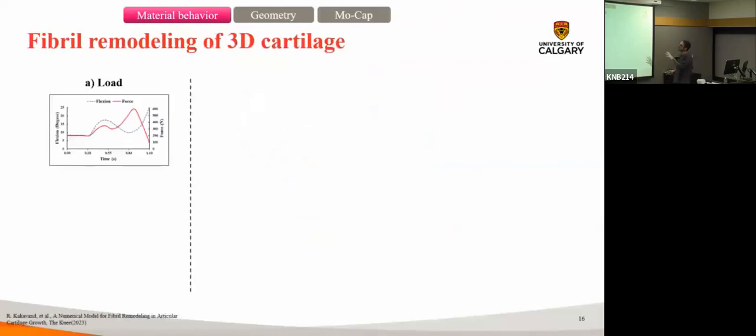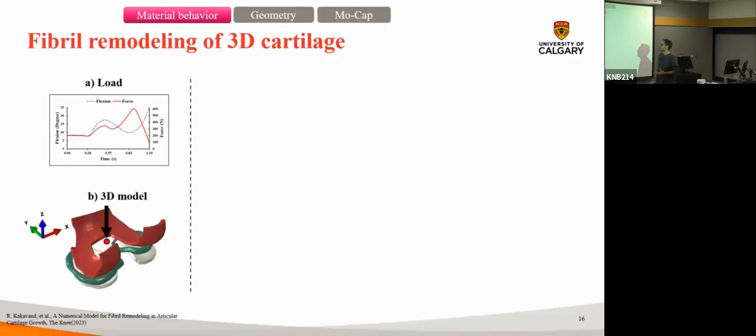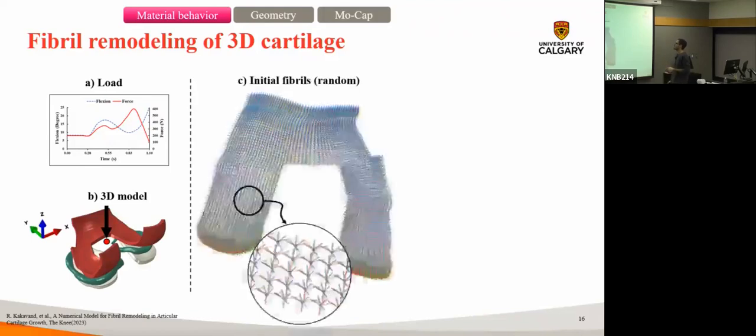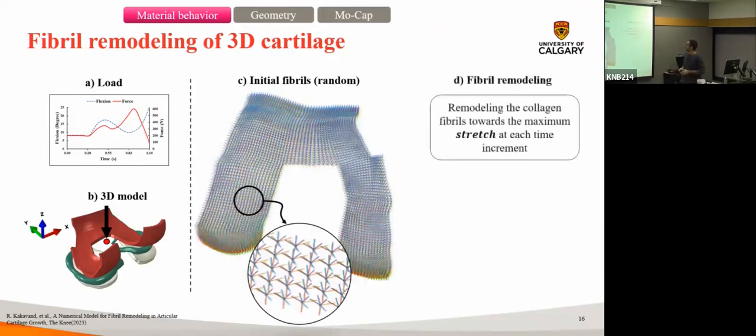So in this fiber remodeling, we apply a gait that has a force and a flexion angle. And the model has a 3D cartilage and meniscus. Cartilage is biphasic fiber reinforced. And fibers here you see are randomly oriented at each point, so they don't have any particular direction. And then we apply maximum stretch. So the criterion is the maximum stretch.